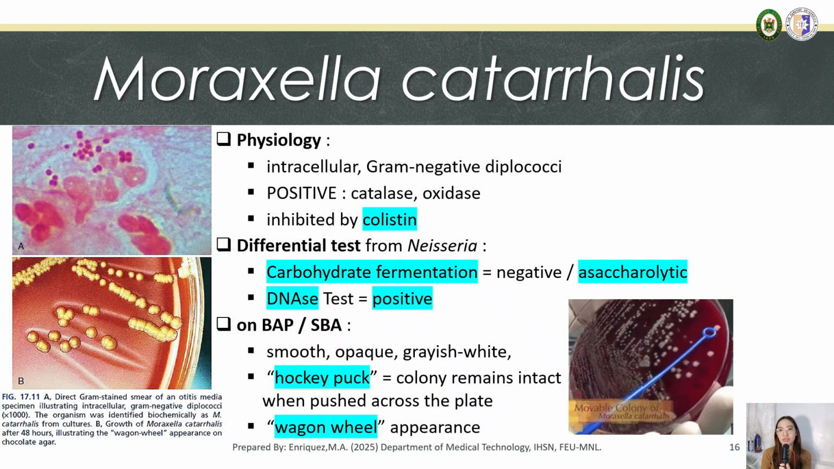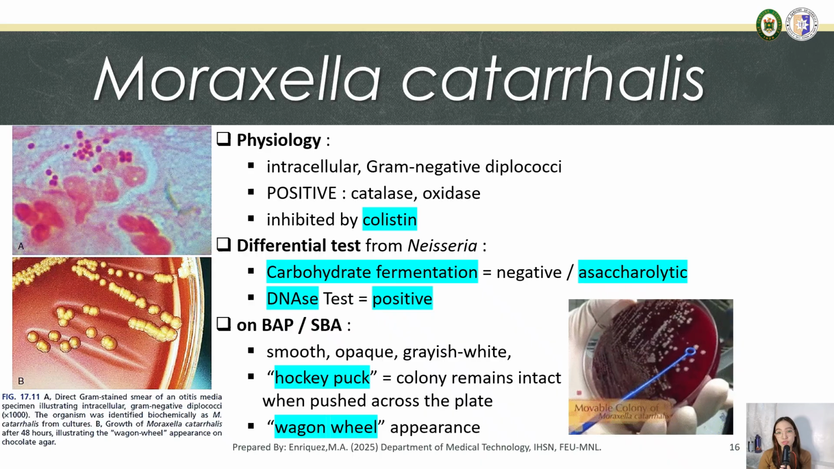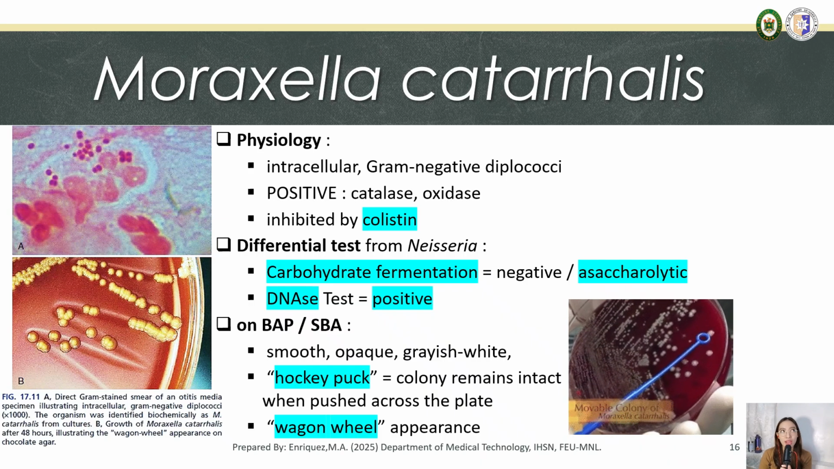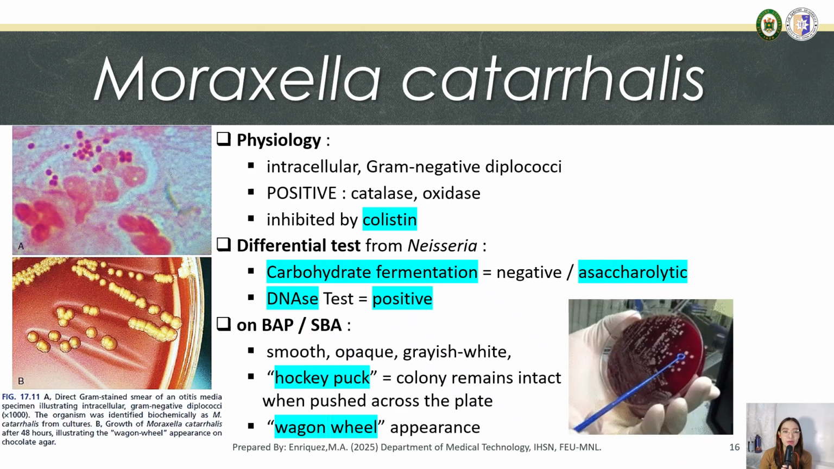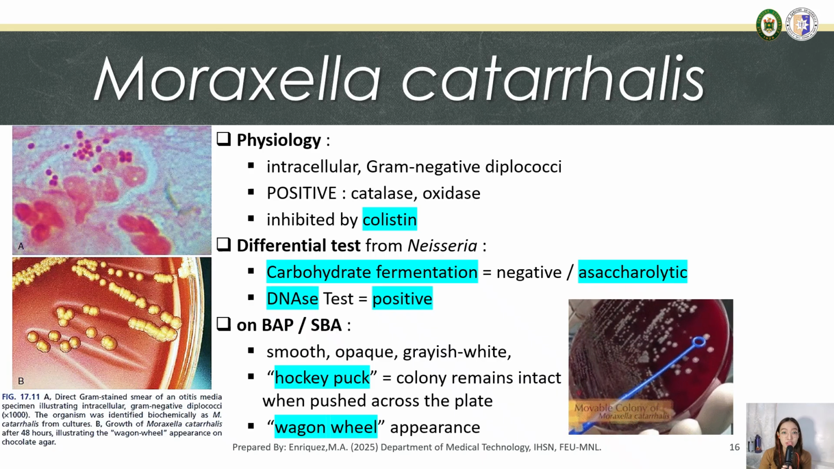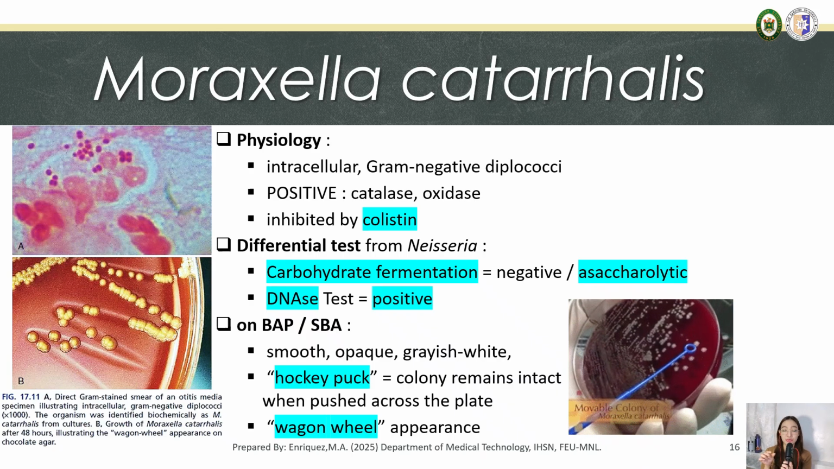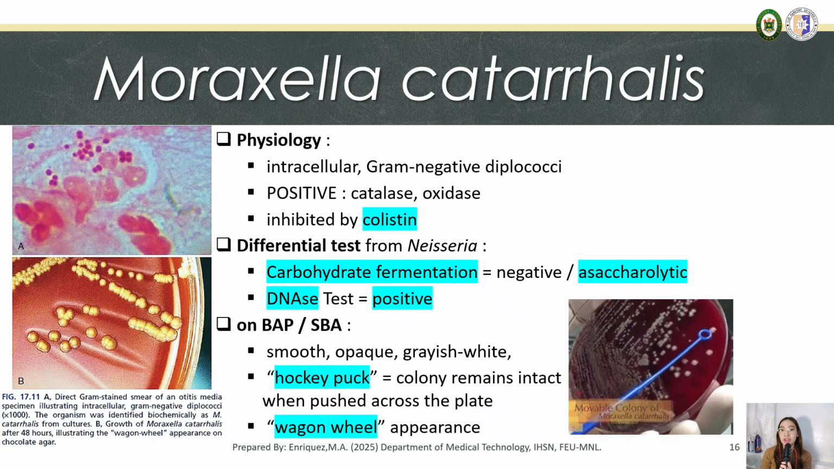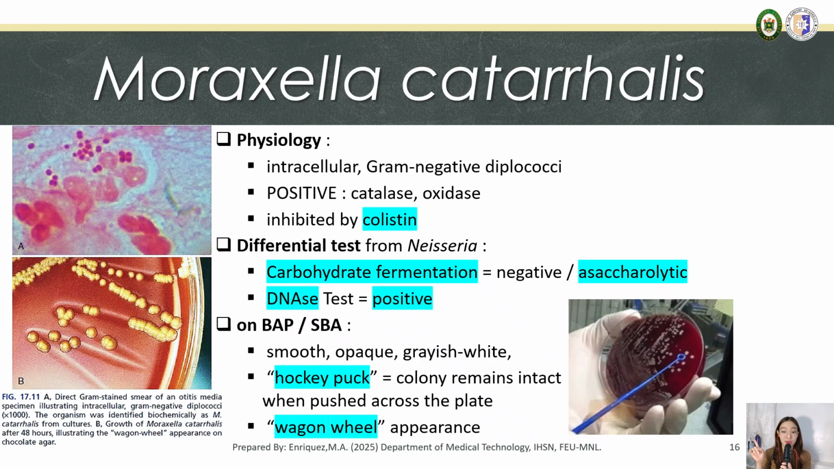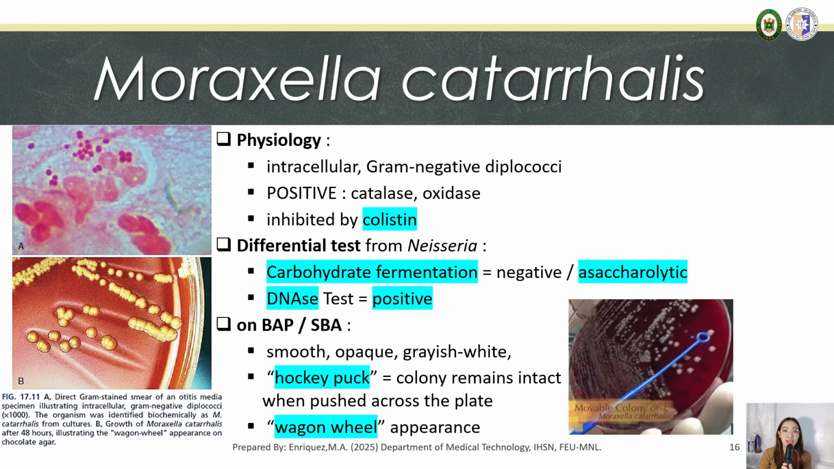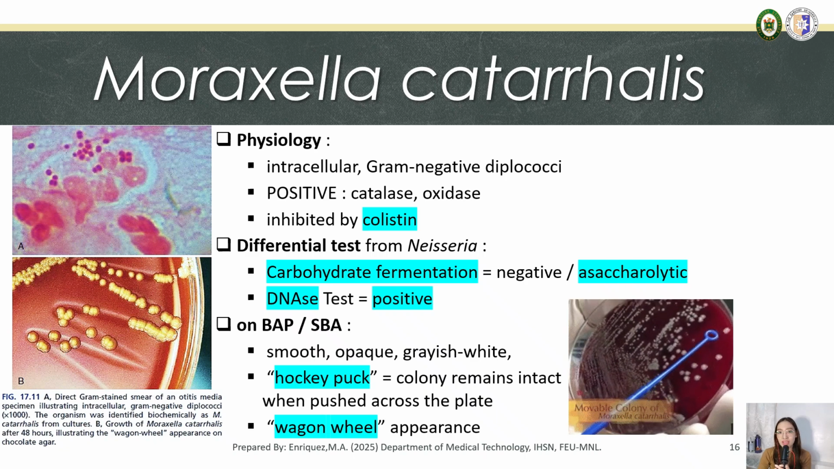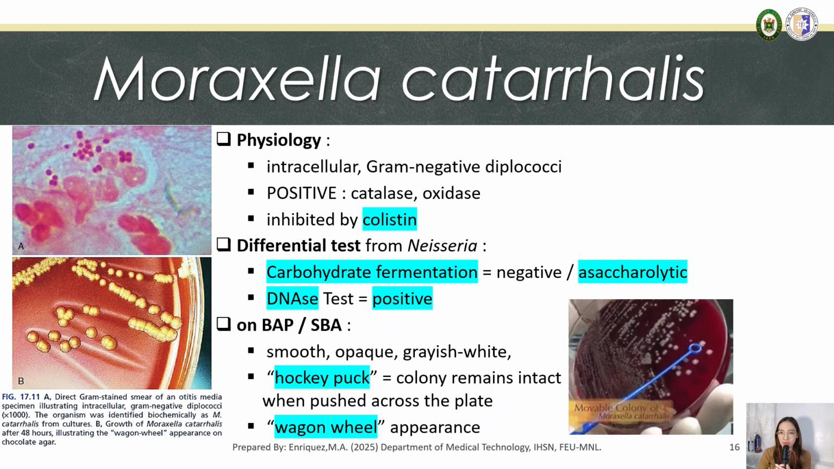Moraxella catarrhalis can grow on BAP and CAP, producing smooth, opaque, gray to white colonies. Now, the term hockey puck has been used to describe the colonies because it remains intact when pushed across the plate with a loop, as we can see right here in this GIF. Now, older colonies may give a wagon wheel appearance, as we can see right here in figure B.